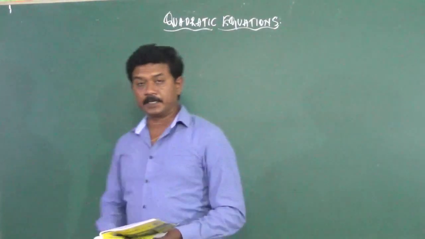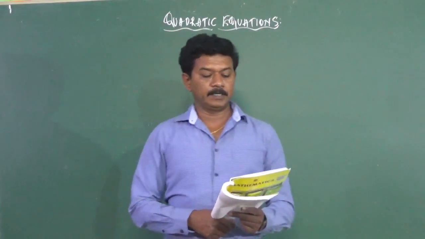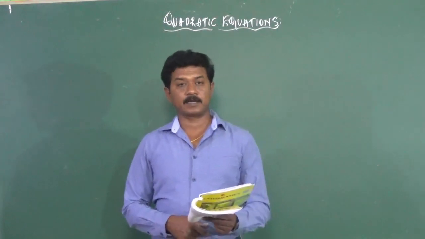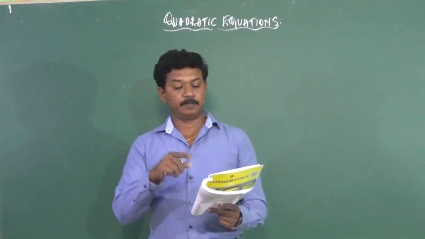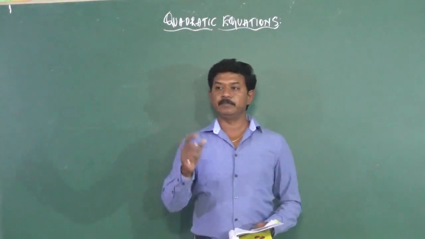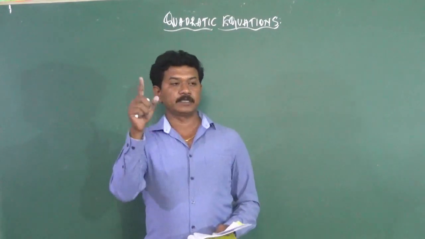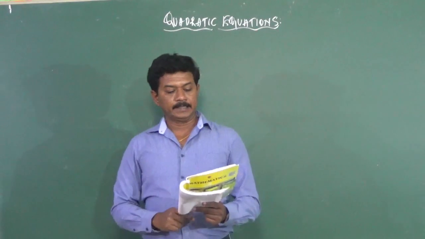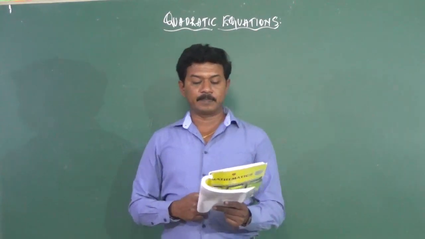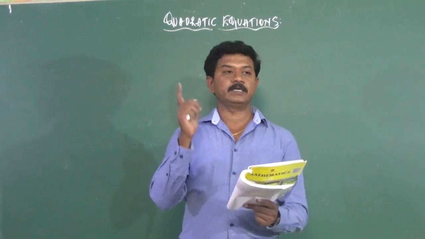Now let us get into the last problem. Application exercise 10.4, fifth problem, last problem. Is it possible to design a rectangular park of perimeter 80 meters? So imagine a rectangular park, its perimeter is 80 meters. What do you mean by perimeter? The sum of all the sides of a given geometrical figure is called the perimeter of the figure. Is it possible to design a rectangular park of perimeter 80 meters and area 400 square meters?